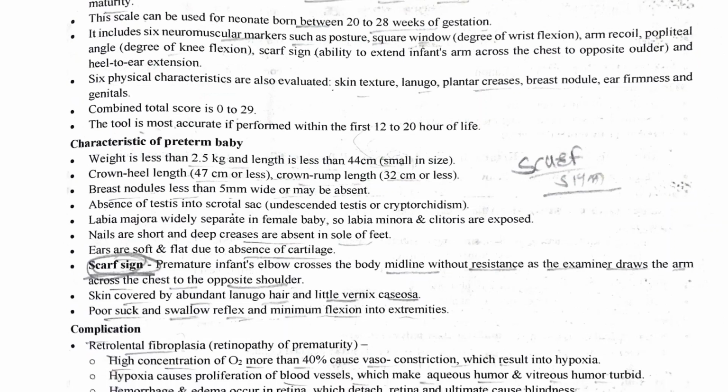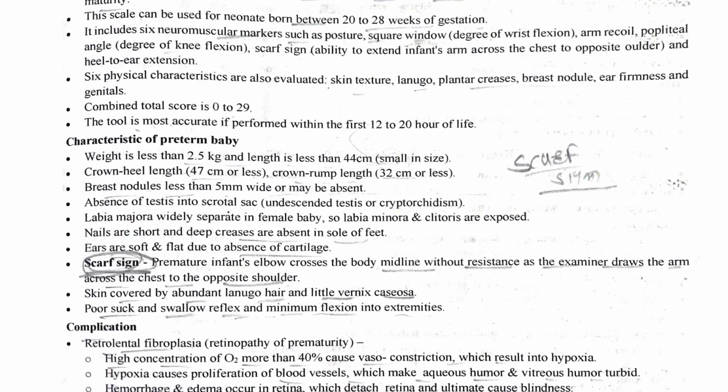Characteristics of a preterm baby: weight is less than 2.5 kg, length is less than 44 cm, small in size. Crown heel length 47 cm or less. Crown rump length 32 cm or less. Breast nodules less than 5 mm wide or may be absent. Absence of testis in the scrotal sac, undescended testis or cryptorchidism. Labia majora widely separated in a female baby, so labia minora and clitoris are exposed.